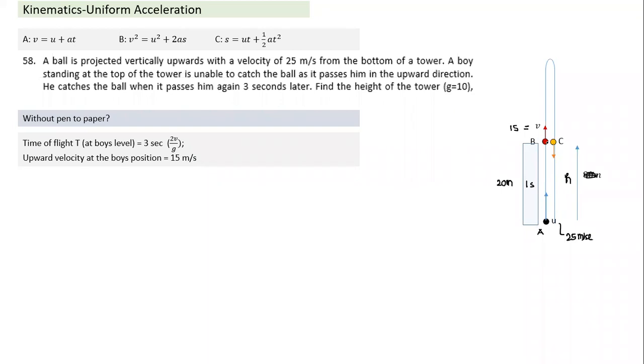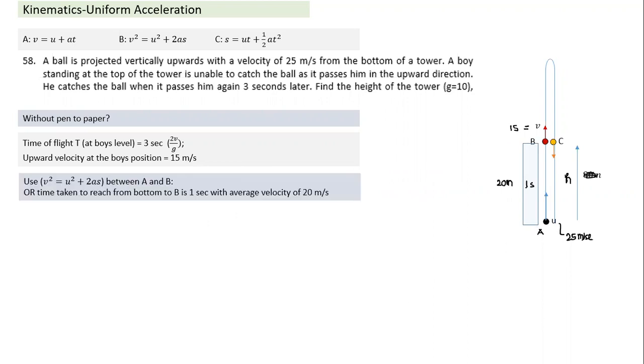If the time interval is 1 second, what is the average speed? Average speed is the mean of the two speeds at the two ends, 25 and 15. This is 20 meters per second, and 1 second is the time interval. That's why the upward velocity at this position is 15 meters per second. Between A and B, the time taken is 1 second with an average velocity of 20. Or you can use the formula.